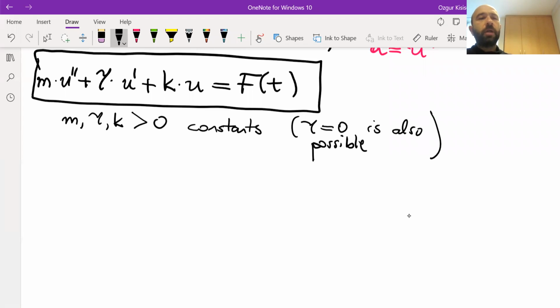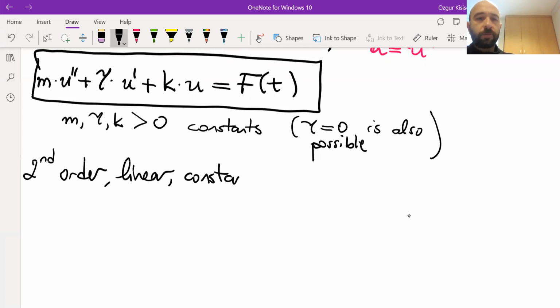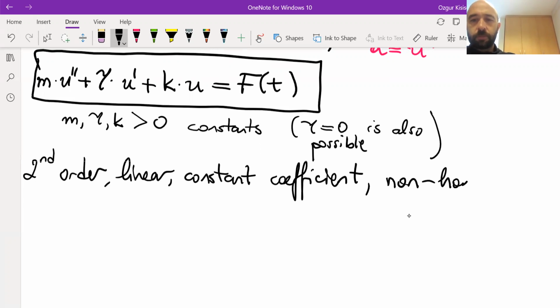Okay. Now, what kind of equation is this? This is again second order, linear, constant coefficient. But this time, due to the existence of F of t on the right, it is non-homogeneous. So I guess this is a new ingredient here. We solved the homogeneous case in the previous lecture. These external forces cause non-homogeneous terms in the equation.